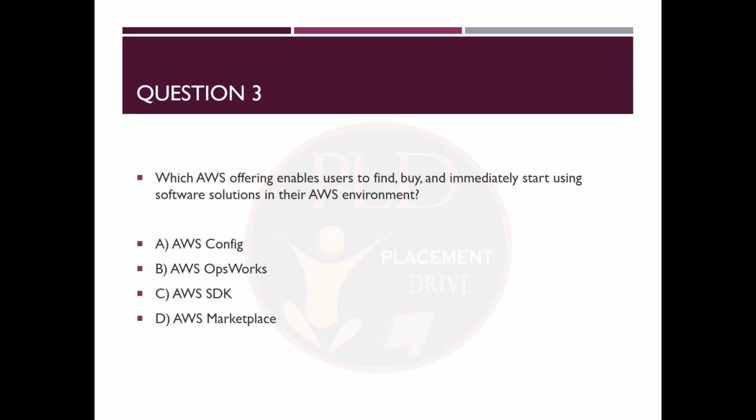And here is the third question. Which AWS offering enables users to find, buy and immediately start using software solutions in their AWS environment? Option A is AWS Config. Option B is AWS OpsWorks. Option C is AWS SDK. Option D is AWS Marketplace.